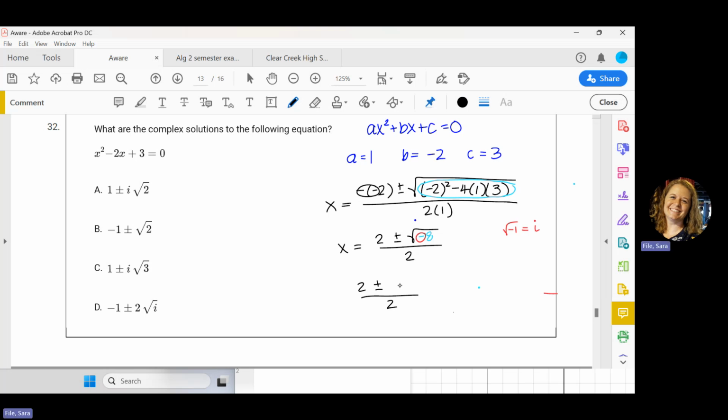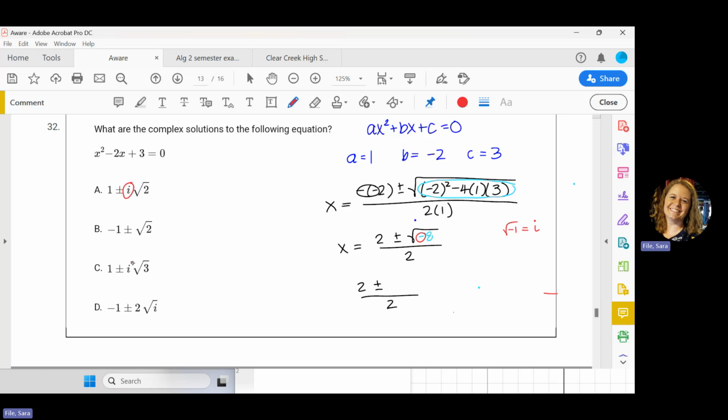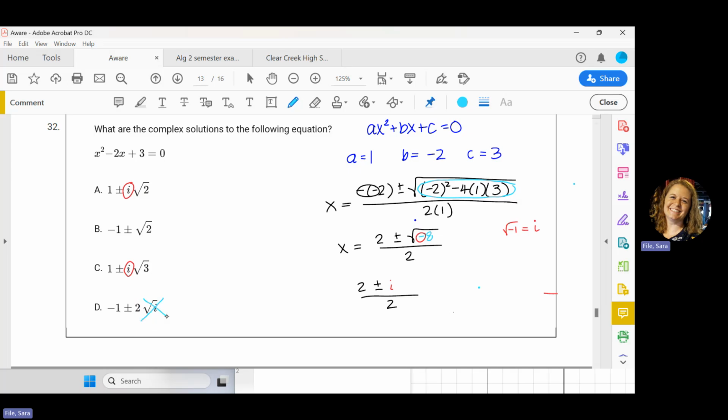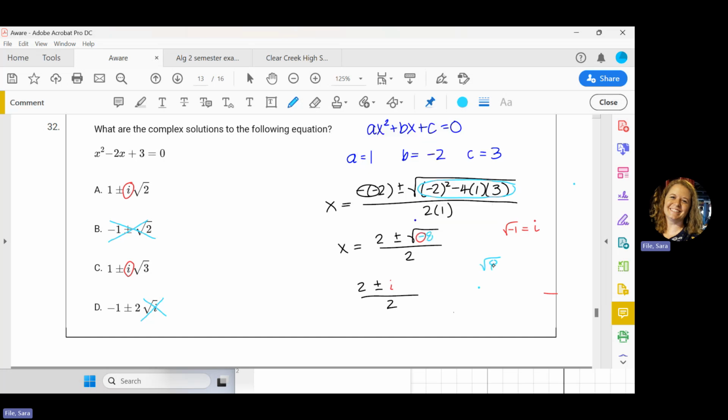And I'm also going to simplify. I'm going to do two things here. So there's going to be an i outside the radical. And if you look at your answer choices, notice they're putting the i in front of the radical. That's fine. You can do that, or you can write it after the radical. It doesn't matter. But right away, I can see this last one has the i underneath. I know that's wrong. D is out. B is out because there's no i at all. Okay, so I'm down to 2 choices, but I still need to simplify that square root of 8.